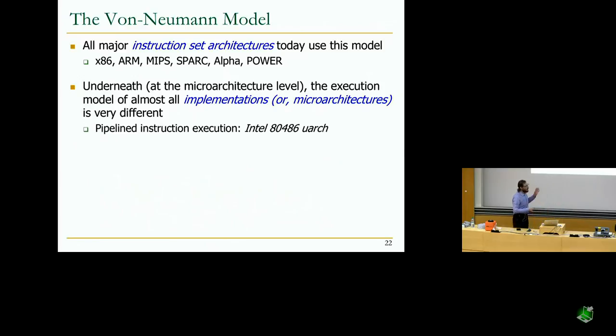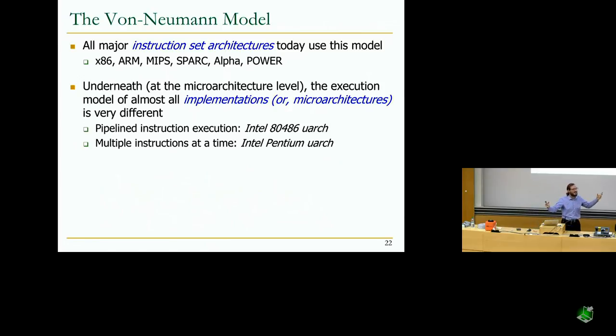So the microarchitectures are very different, but the von Neumann model is there. For example, we will talk about pipelined instruction execution. This was introduced in Intel 486. I'm looking at the Intel line over here. Multiple instructions at a time. So what does it mean to pipeline the instruction execution? You start the fetch of the next instruction while you're decoding the previous instruction. So you're really pipelining the execution of instructions.